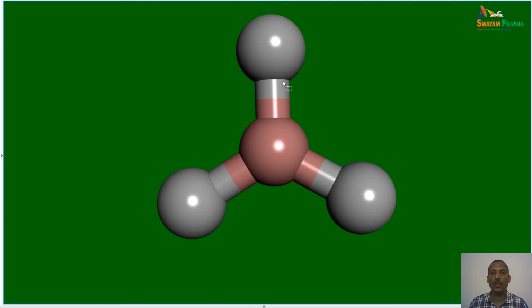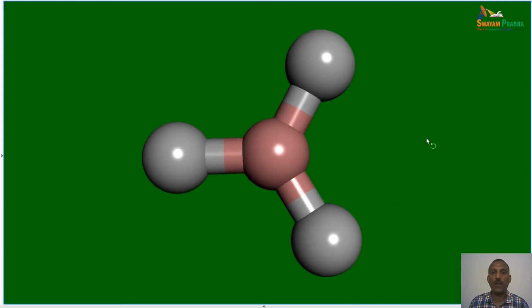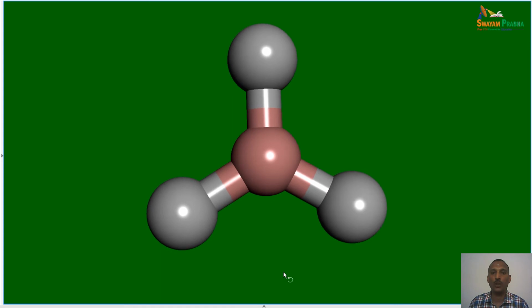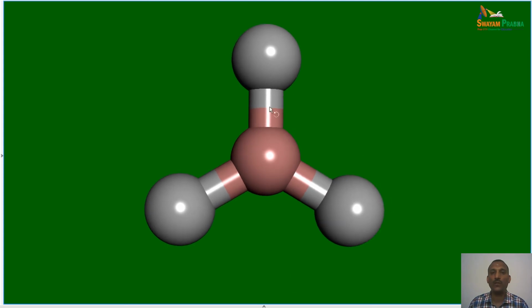So this is perpendicular to the plane of the molecule. I get a C2 axis. If I rotate on the plane of the molecule, I get a C3 axis. So we have one C3 and one C2 which is perpendicular to the plane. So these are all the axes of rotation for the boron molecule.